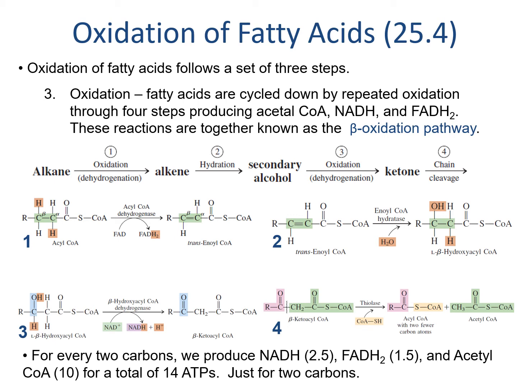At the end of this step, we have an acyl CoA 2 shorter than we started, an NADH worth 2.5 ATP, an FADH2 worth 1.5 ATP, and an acetyl CoA that's worth 10 ATPs. So for every 2 carbons we shorten a fatty acid by, we gain a total of 2.5 plus 1.5 plus 10 ATP, or 14 ATP.